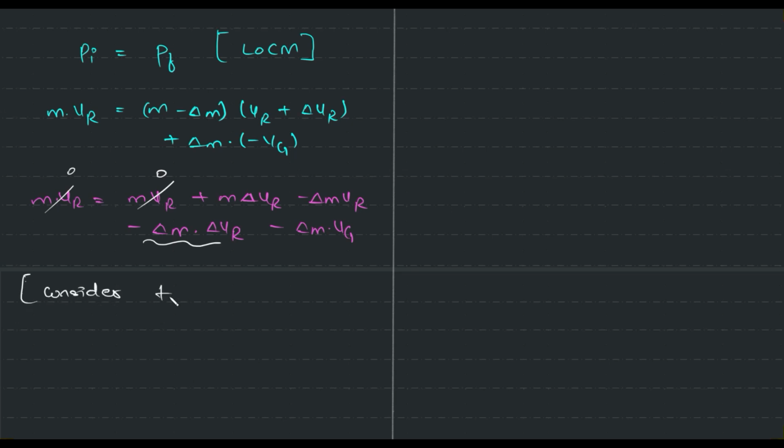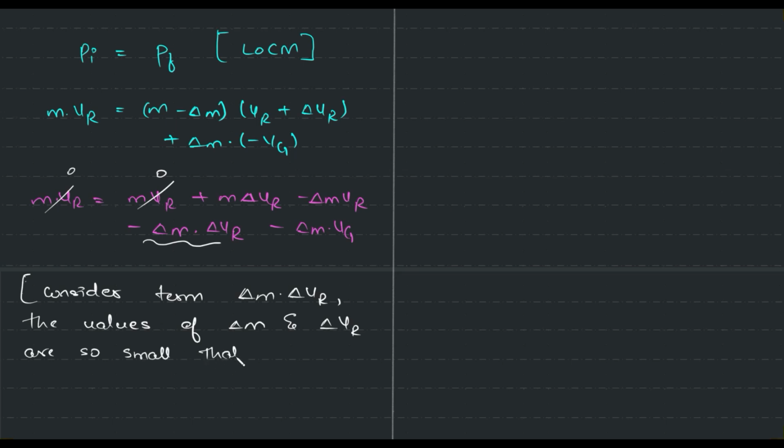Consider the term delta M delta VR. The values of delta M and delta VR are so small that their product can be approximated to 0.